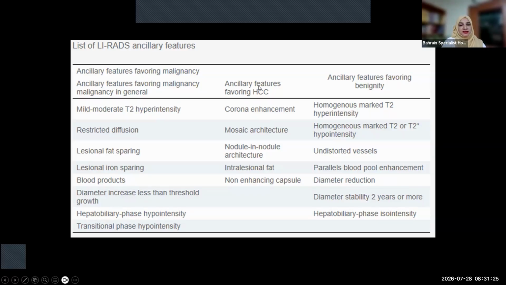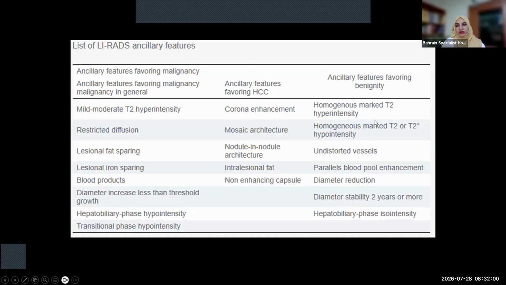depending on their presence or absence. The ancillary features which favor hepatocellular carcinoma are corona enhancement, which is enhancement of the adjacent normal liver parenchyma, perilesional enhancement in a typical pattern, and mosaic architecture of the lesion, where it does not appear homogeneous on any of the sequences and appears mostly heterogeneous. Nodule-in-nodule architecture also favors HCC, as does the presence of intralesional fat. Although an enhancing capsule is a major criterion, a non-enhancing capsule is a minor criterion for HCC.